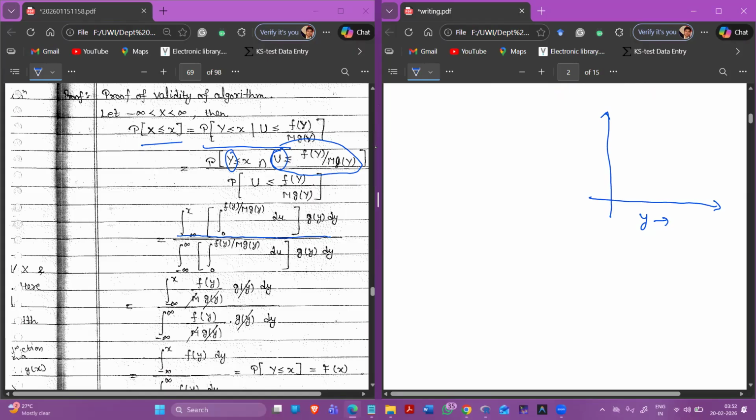Yes or no? Here you are going to fix y or not? Tell me. Yes or no? Nobody is speaking. Are you getting this point? Yes or no? Tell me. You are not getting it.